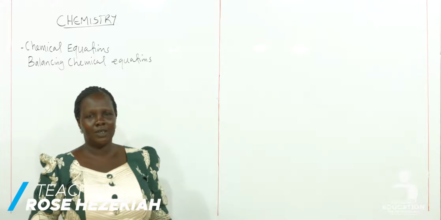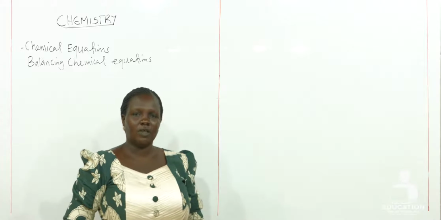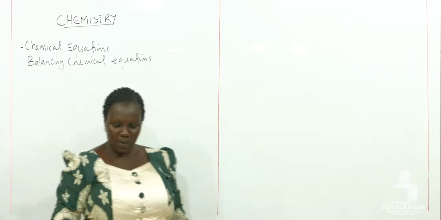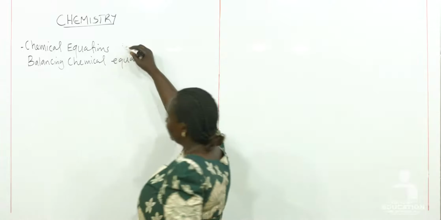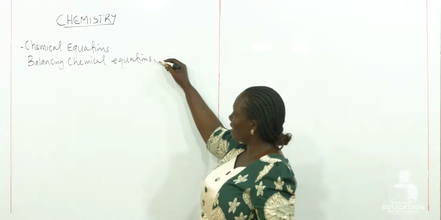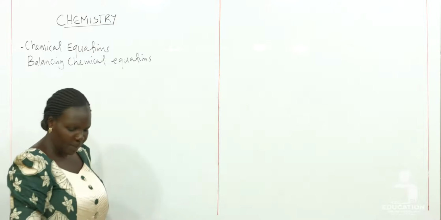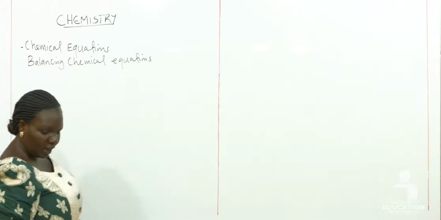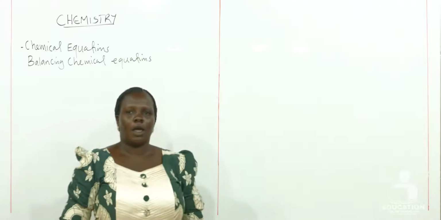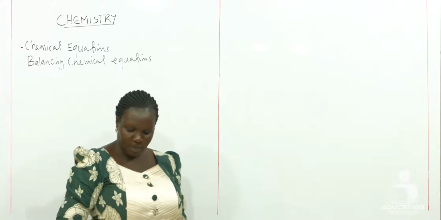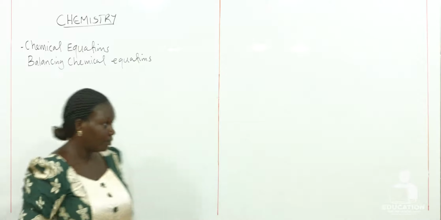I'm here with teacher Rose Hezekiah, and I'm going to present a lesson in chemistry for senior 1 and 2. Our topic for today is chemical equations, and then we will look at balancing chemical equations. What is a chemical equation? Chemical equations represent chemical changes by formulas and symbols. That is, they display how chemical changes take place.